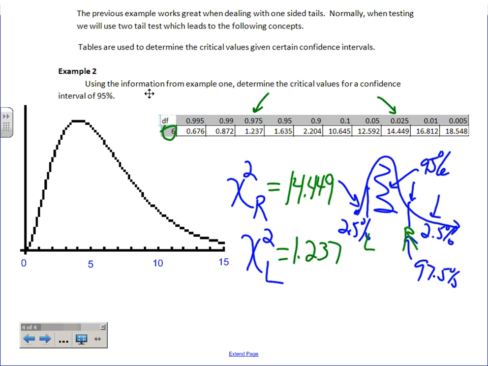So here's why this looks weird. This is saying that there's 2.5% to the right of that critical value. Do you agree with that? But you see how far over I had to go to get that to happen? And this is saying how much is to the right of this one. They're saying 97.5% to the right of that one. Okay, so that's why this one's all backwards.